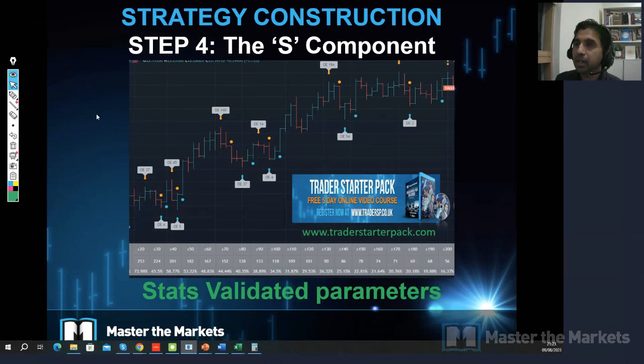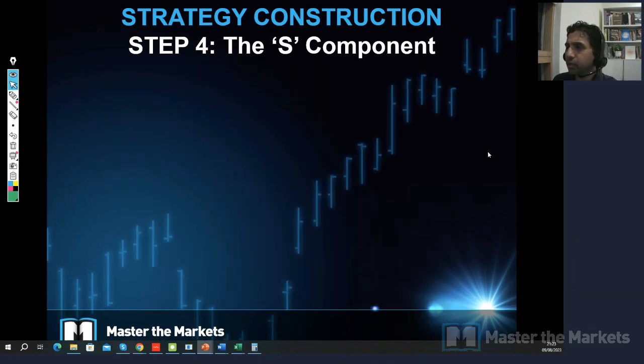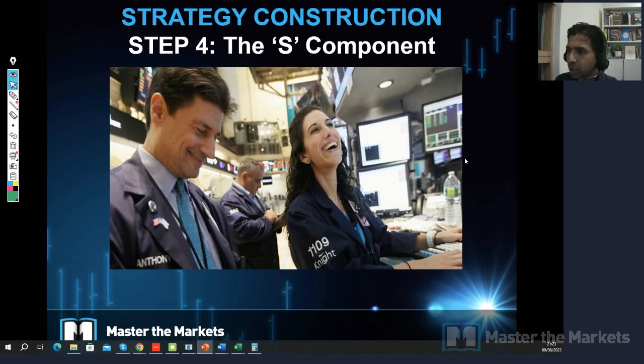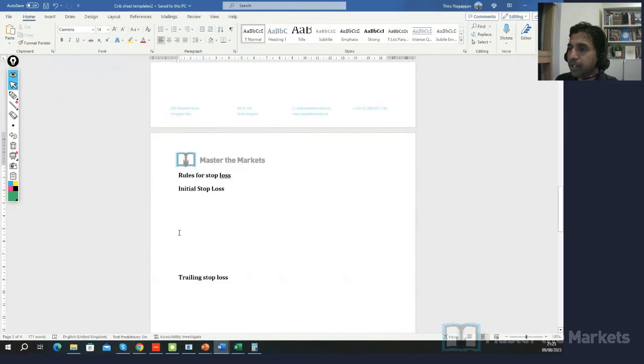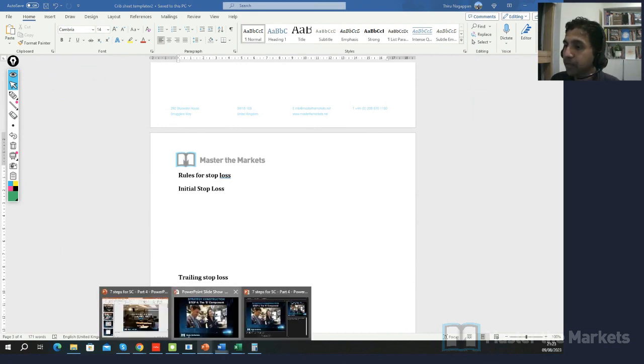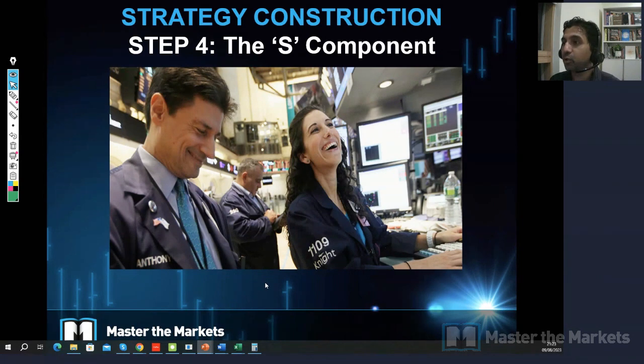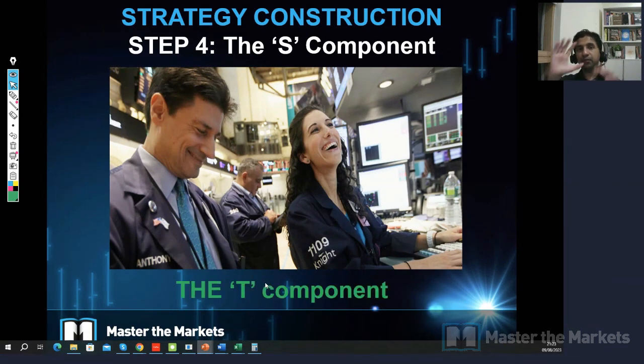Okay, traders. Right, that's pretty much it on the S component. Quite a lot for you guys to think about. Go back onto this crib sheet template here and write it down: initial stop loss rules and trailing stop loss rules, what you want to have. Okay. On the next part, I'm going to be going through the T component of the 5 components of the strategy components. Okay. Right. I think I'll wrap it up there.